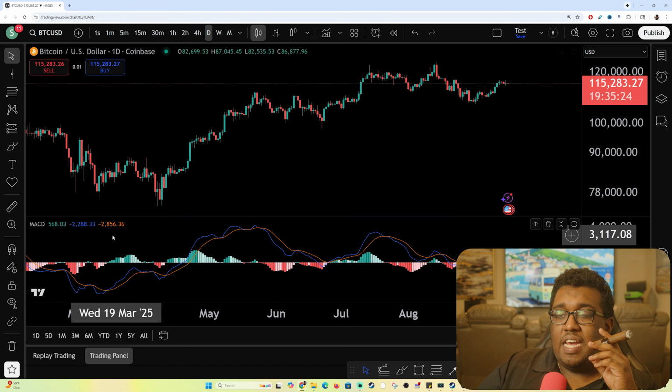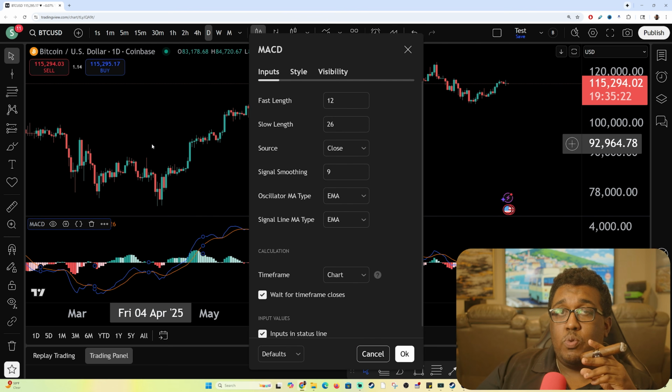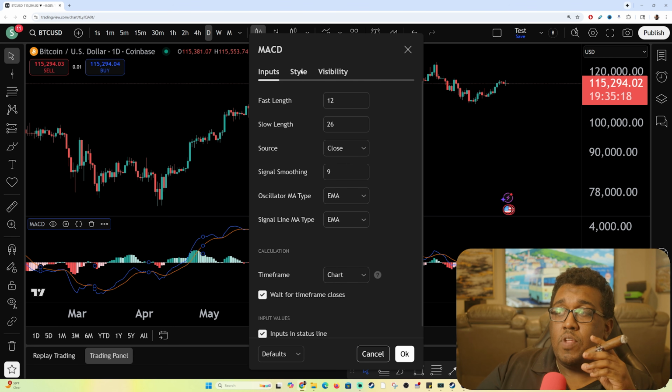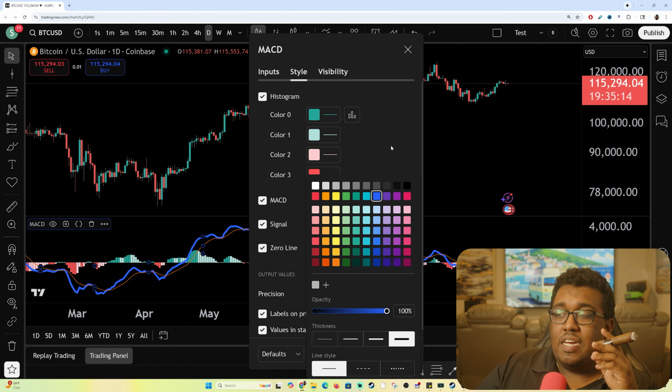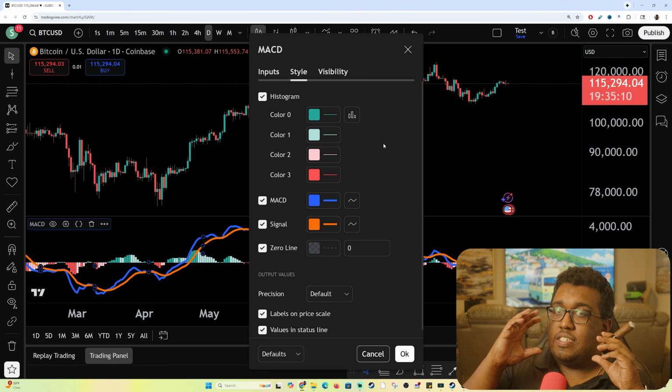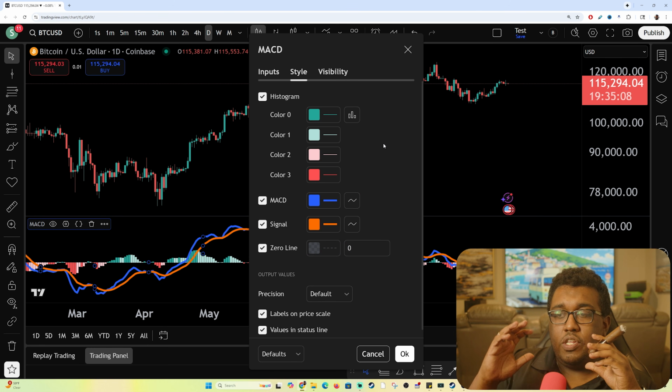I want you guys to add it on, then go over to the settings because we are going to be changing this up a lot more than normal, okay? First, go to Style and do the two things I always want you guys to do. Make the MACD line as thick as possible and the signal line as thick as possible. So when we zoom out, and this is a tiny little chart among many charts, you guys are able to see it and make some money off of it, okay?